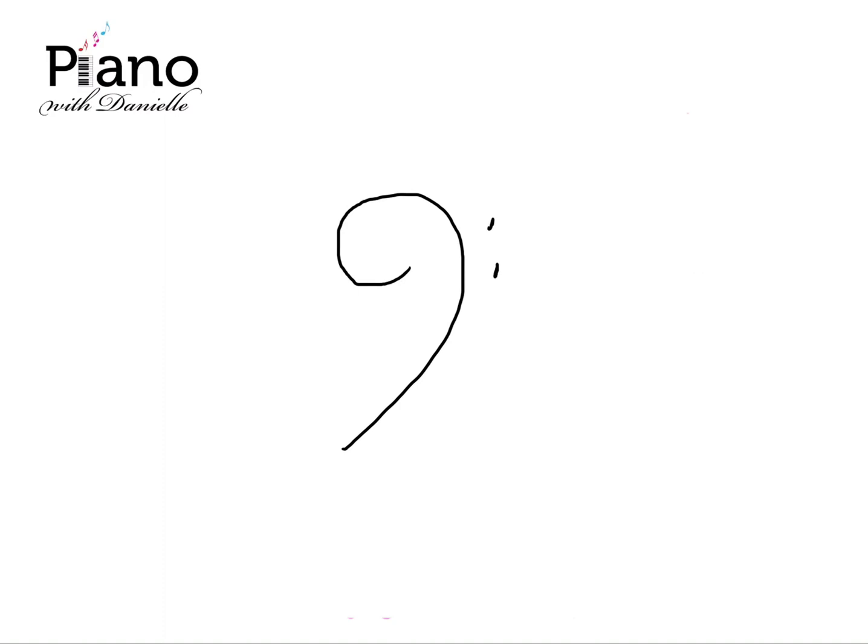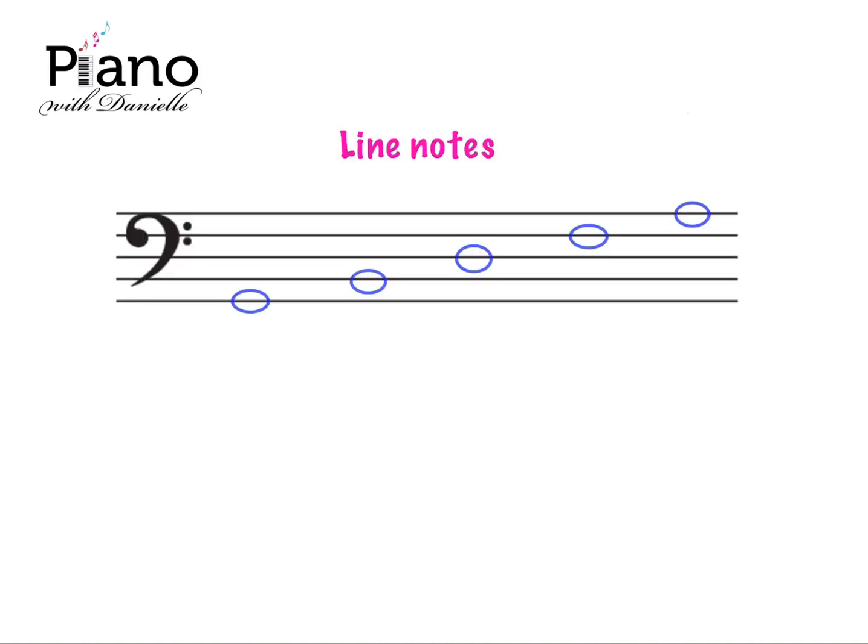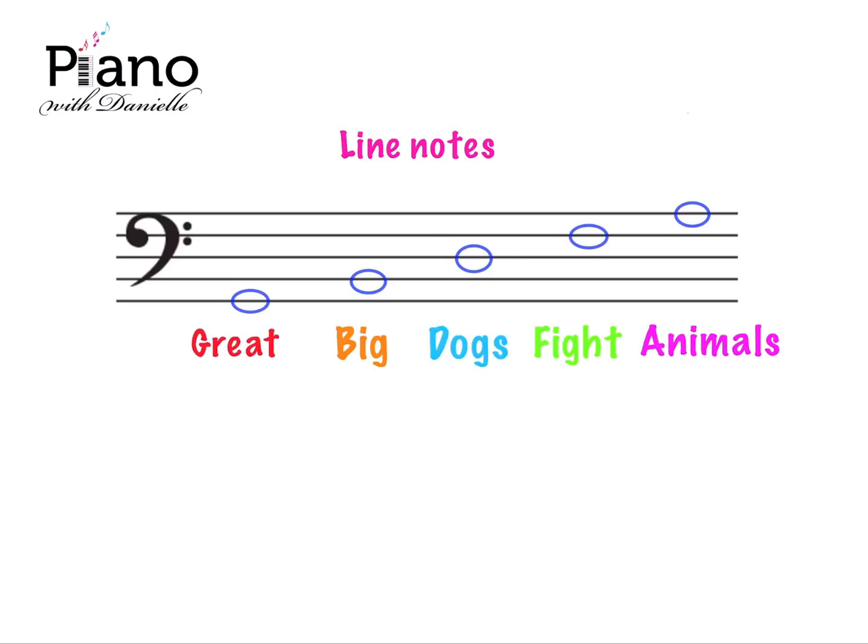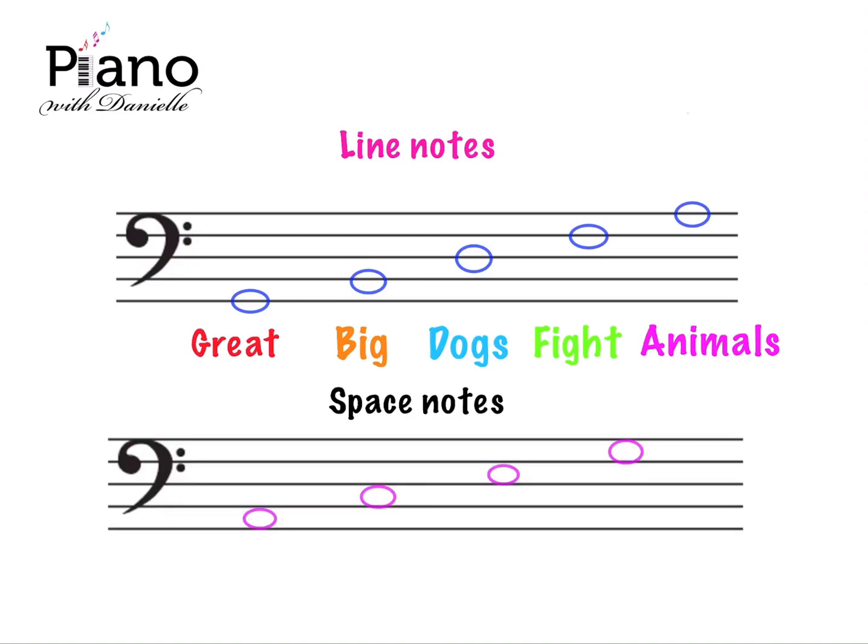Now, let's take a look at the notes on the bass clef stave. We have, for the line notes, great big dogs fight animals. Once again, we take the first letters G, B, D, F and A. For the space notes, we have all cows eat grass, giving us an A, C, E and G.